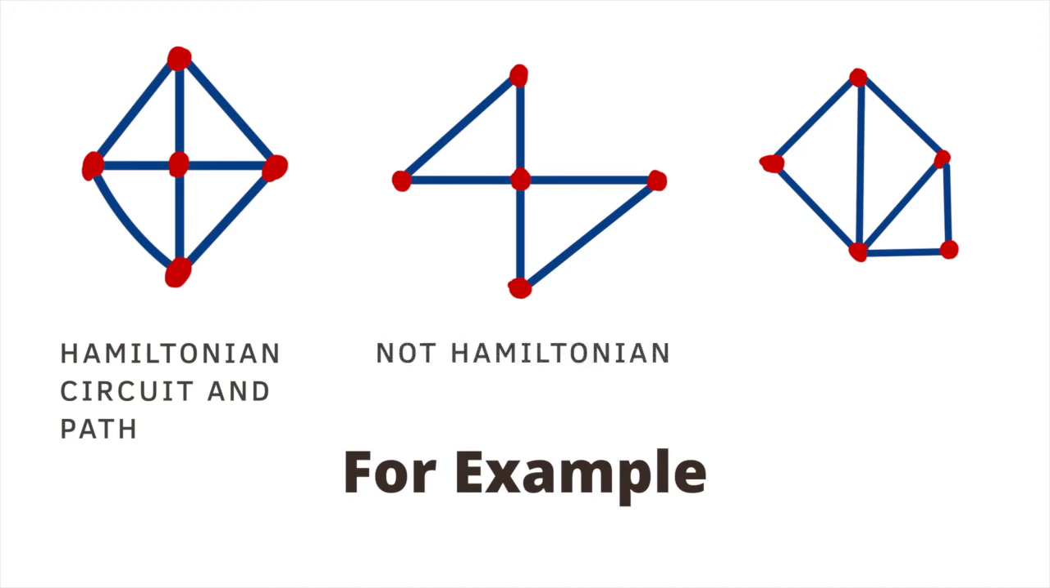Lastly, on the third graph, similar to the first graph, we were able to satisfy the requirements for it to be a Hamiltonian circuit. Therefore, it is a Hamiltonian circuit and path. Now, how can we determine Hamiltonian graphs?